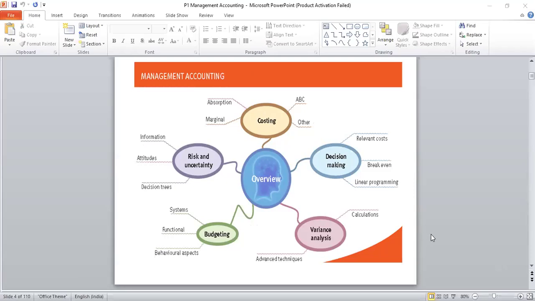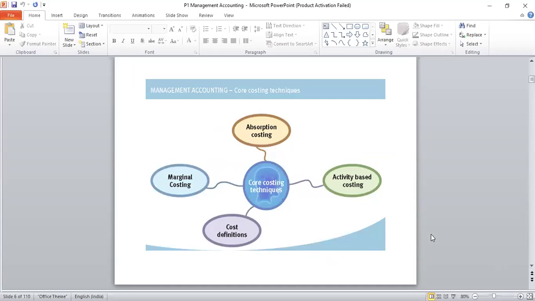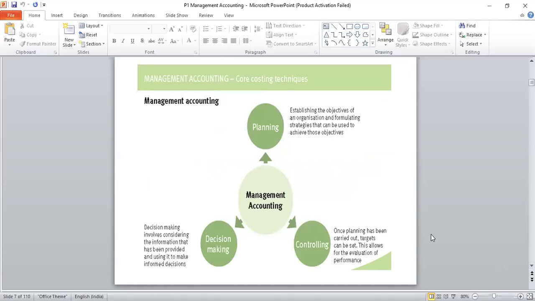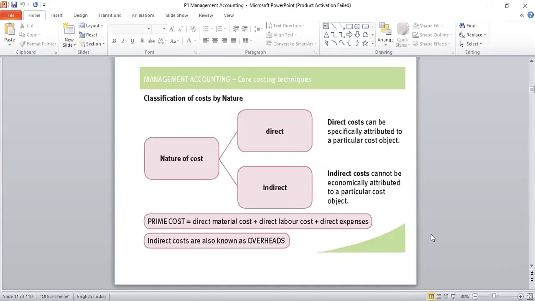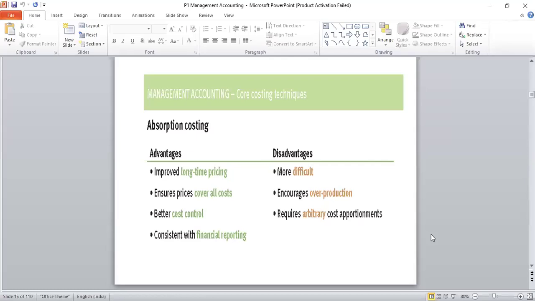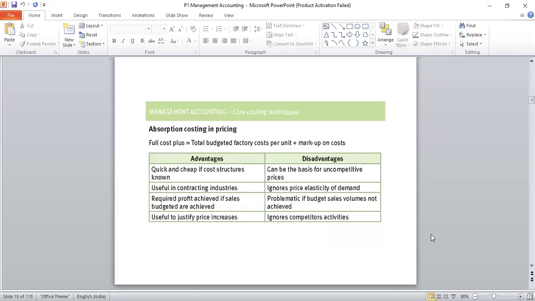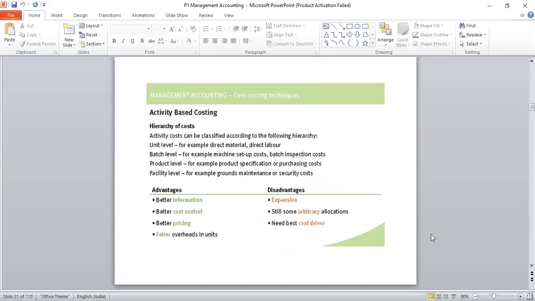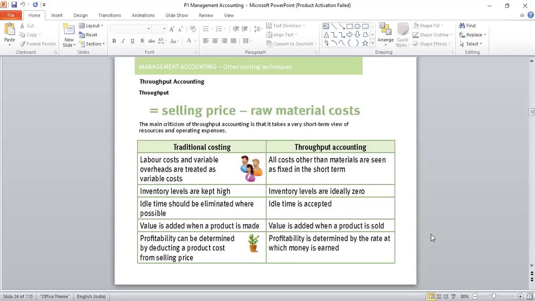Today's class, let's start about the core costing techniques. The ones which are given here are the core costing techniques, what we will be looking into. We're going to start with absorption costing, marginal costing. Then we will also learn about other costing techniques like ABC. Then we have throughput, digital costing, joint product costing.